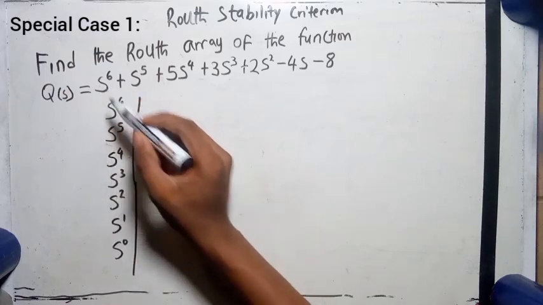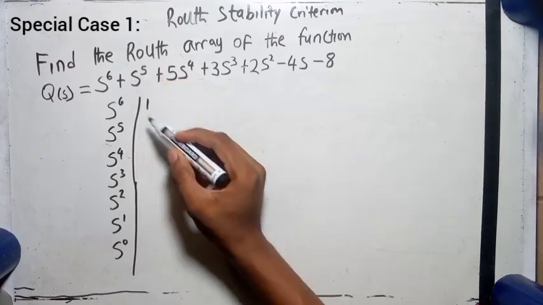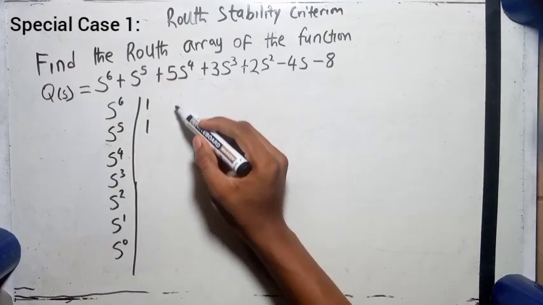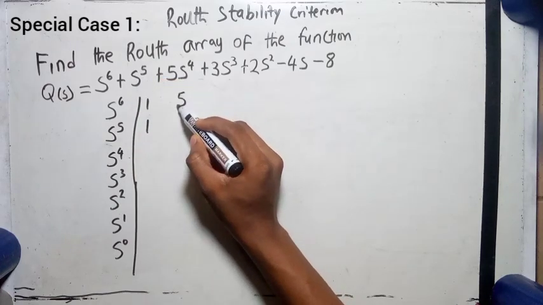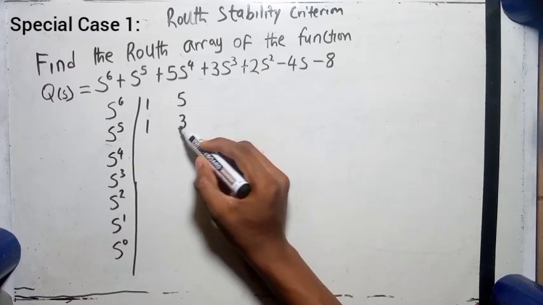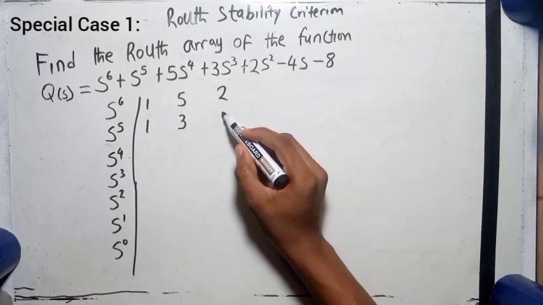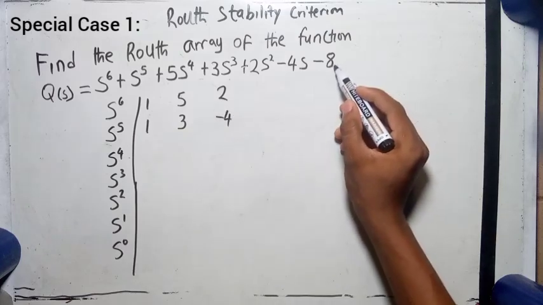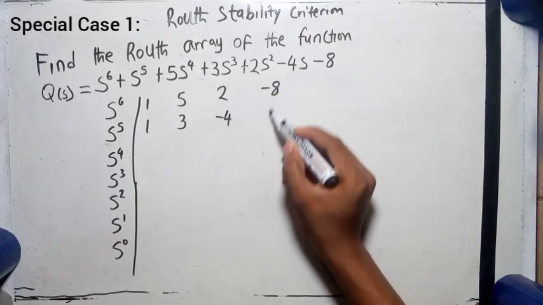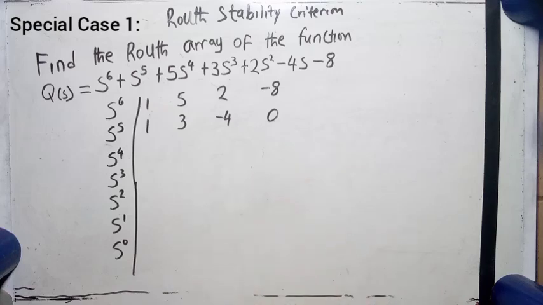Then the coefficient of S6, 1. What of S5? 1. What of S4? 5. S3, 3. S2, 2. S1, minus 4. And constant, minus 8. You can put 0 here. And our S0 also has what? Minus 8, representing the what?